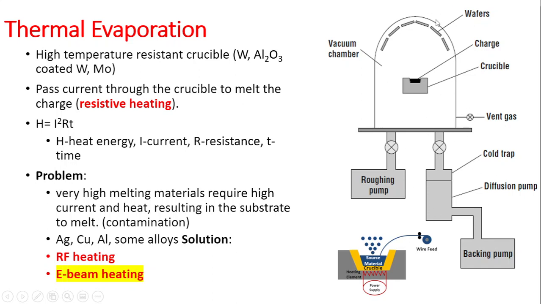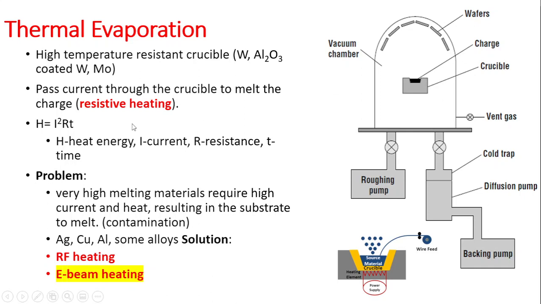There is a bell jar kind of setup, and you have a crucible inside which holds the charge. The crucible can be made of high temperature resistant materials such as tungsten or alumina coated tungsten, or it can also be molybdenum. And then you put your charge inside, and at the top of this bell jar you have your wafers or samples attached.